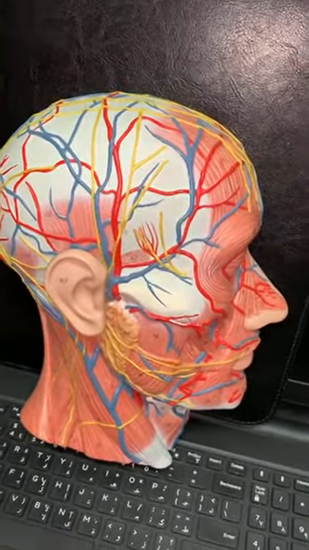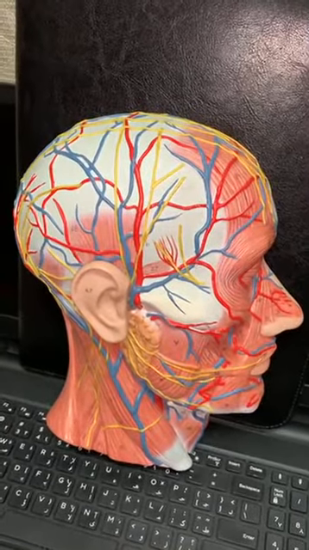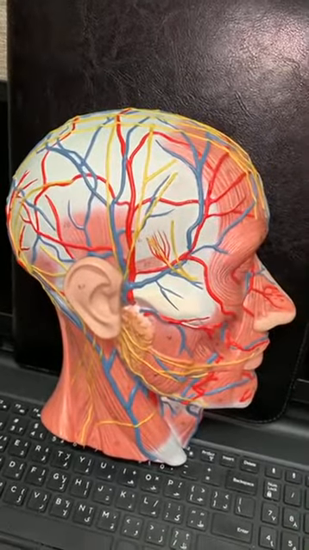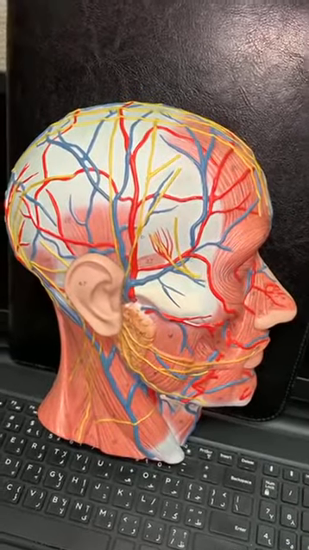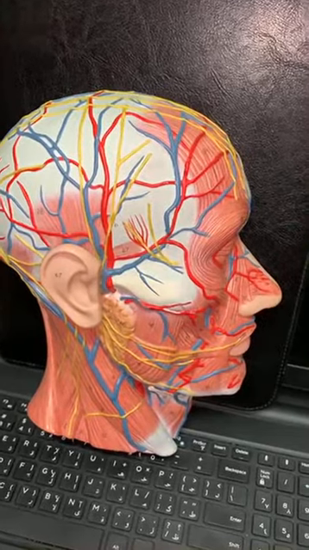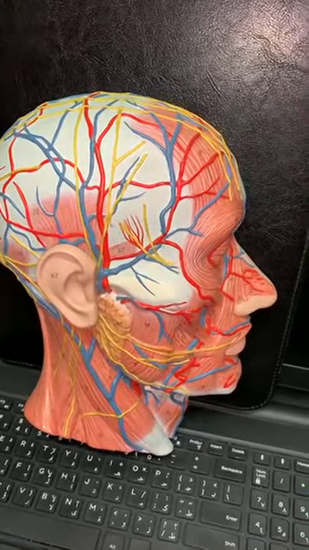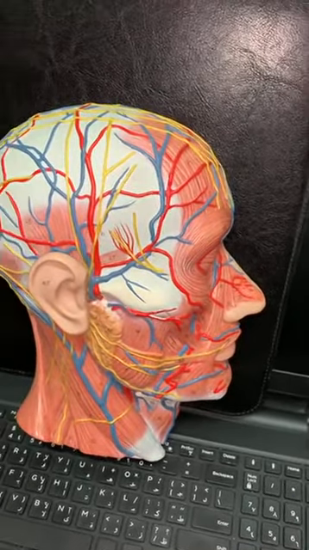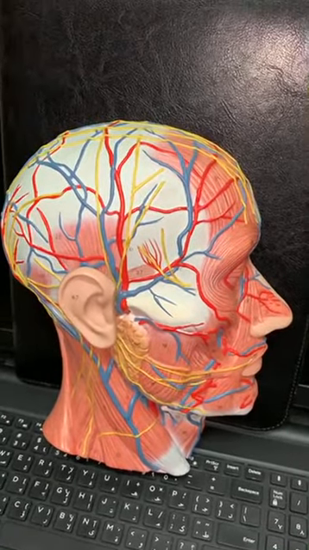Hello dear students, this is lab number 2 of the special science module. It will be scalp, face and triangles of the neck, and I will start with the plastic models and then continue on the plastinated models. So this is part 1 of the videos.